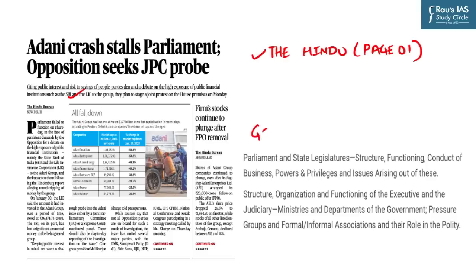Under the GS2 syllabus, UPSC provides for Parliament and the state legislature, and talks about structure, functioning, and the conduct of business. Thus, this area becomes important from the perspective of both the prelims and mains examinations. During the discussion of this article, we'll try to understand what a Joint Parliamentary Committee is. Secondly, we'll try to understand what functions have been given to the Joint Parliamentary Committee and why they are formed. At the last, we'll also see whether there has been any incidence of formation of a Joint Parliamentary Committee in the past or not.